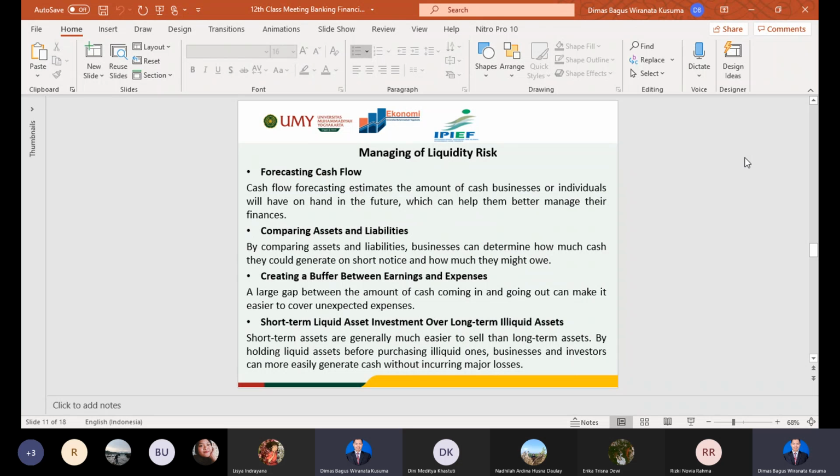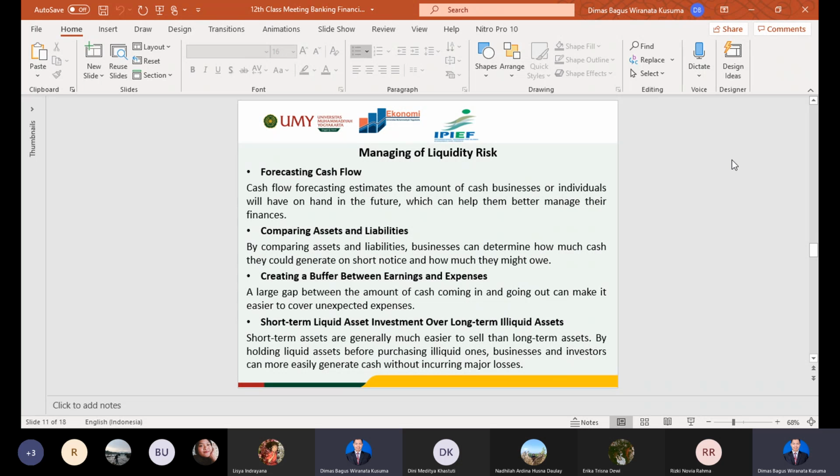And the second one, comparing asset and liabilities. And the third one, creating a buffer between earning and expenses, meaning that you have to have good capital. And the fourth, short-term liquid asset investment over long-term illiquid asset.